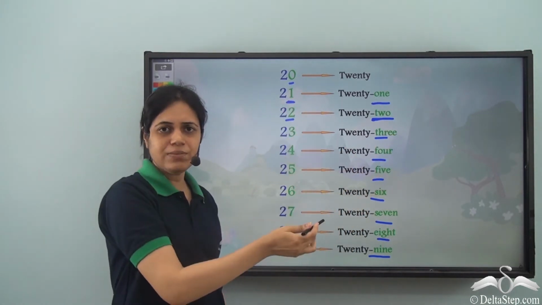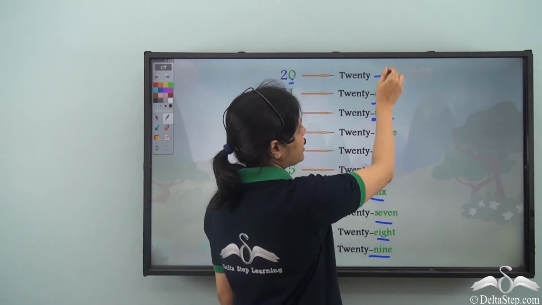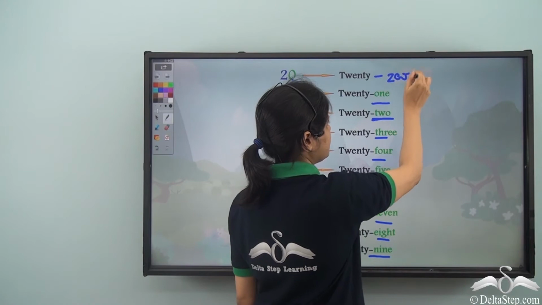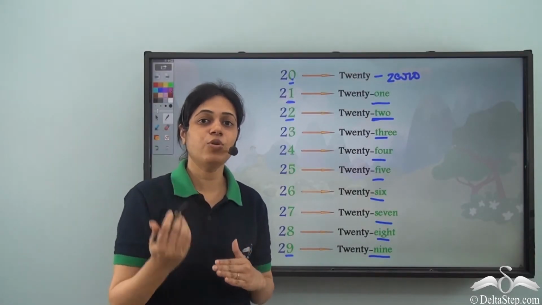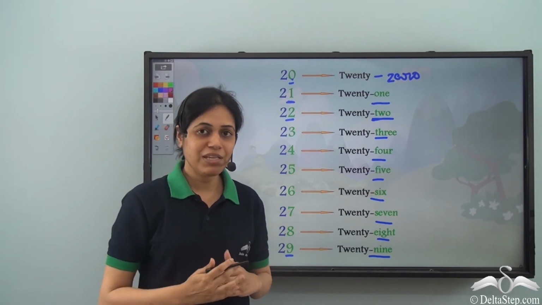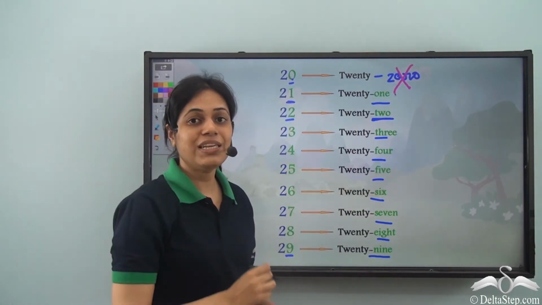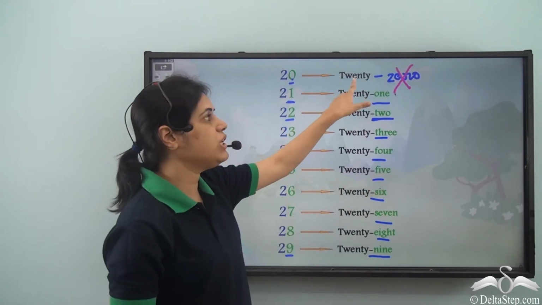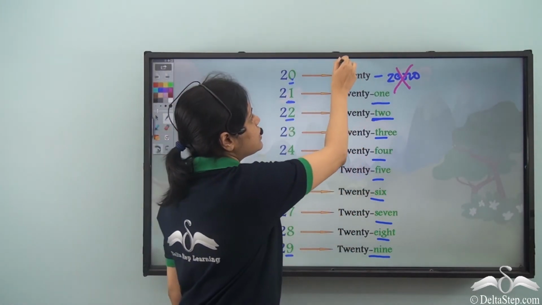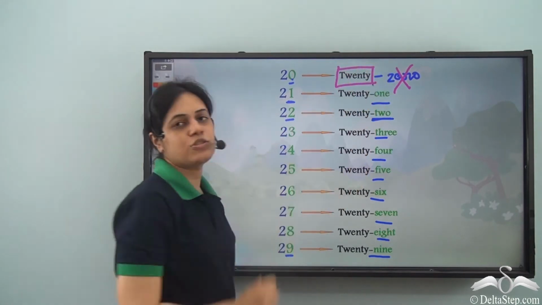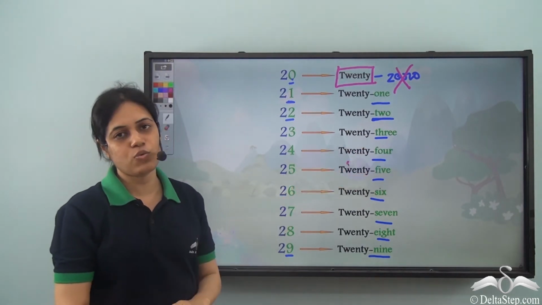Now what about 20? We have 0 in the second place. So should we write it 20, 0? Well, no. 0 means when we have no of something. So that means it's nothing. So we don't need to write 0. We never write 0. We write only 20. And then we write 21, 22, 23, and so on.